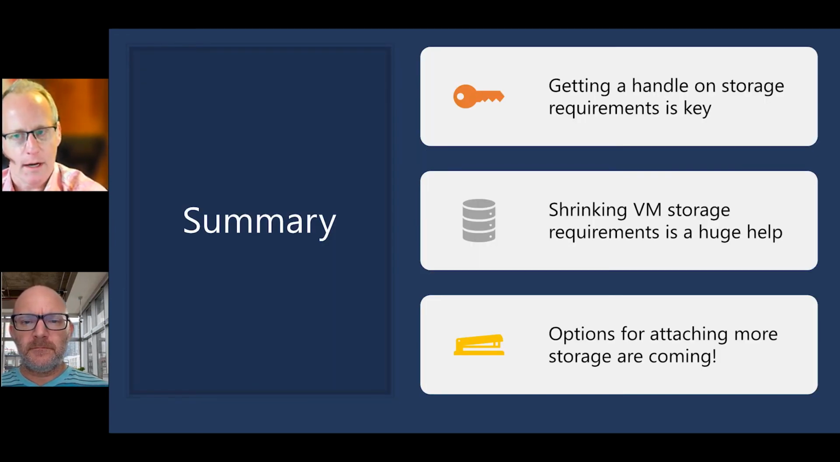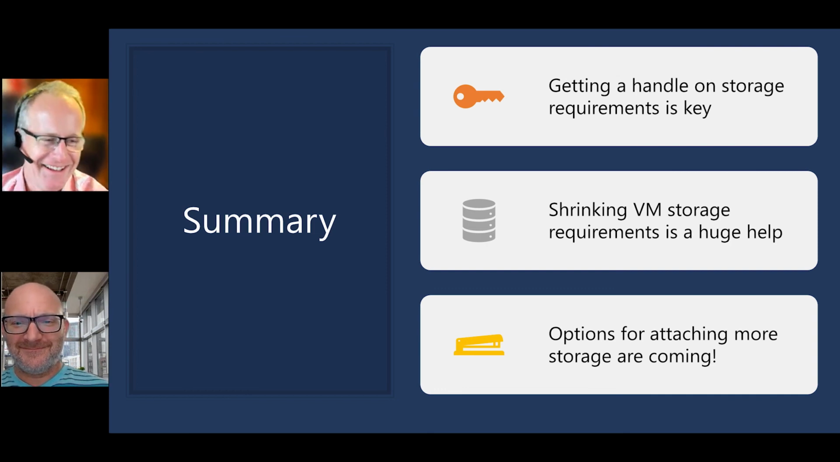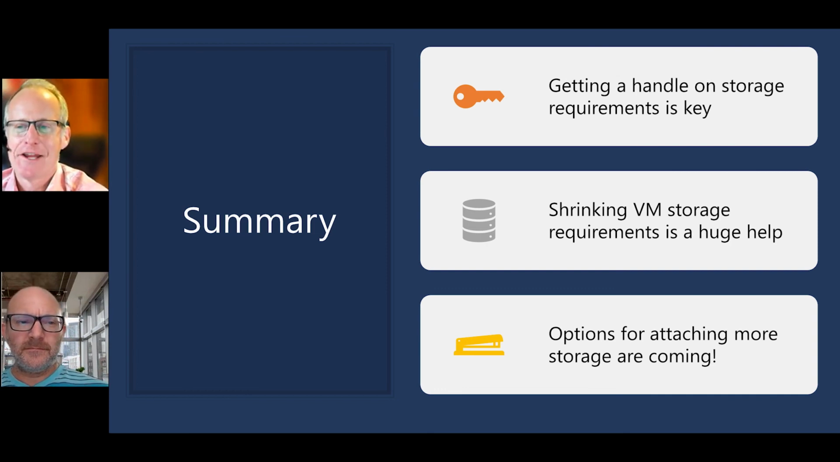So in summary, it's important to understand what your core storage requirements are going to be, and understand what some of those big VM workloads are that maybe you can make some adjustments to, so you're not going to have storage-bound nodes. Shrinking some of these VMs and the storage requirements is going to be a big help in balancing out the value of AVS and the workloads for you. And also, there are options for attaching more storage that are in preview right now, and they're going to make things a lot simpler for you as you go forward, I think.